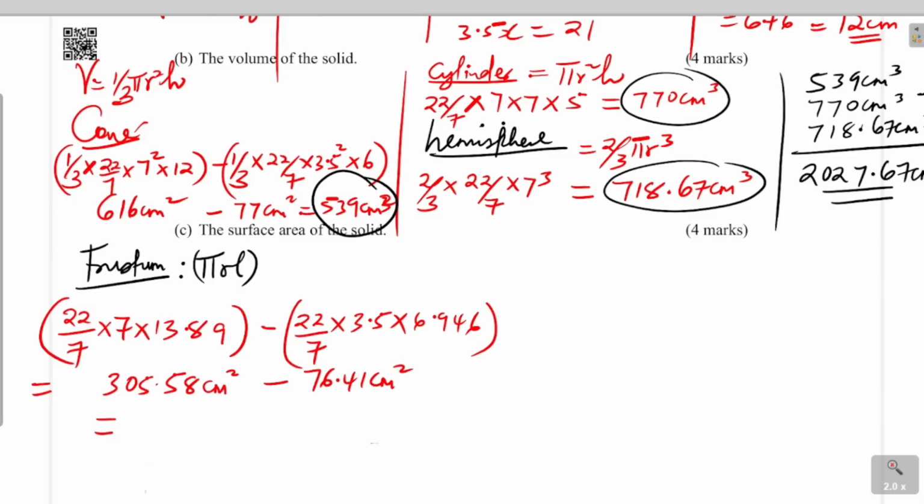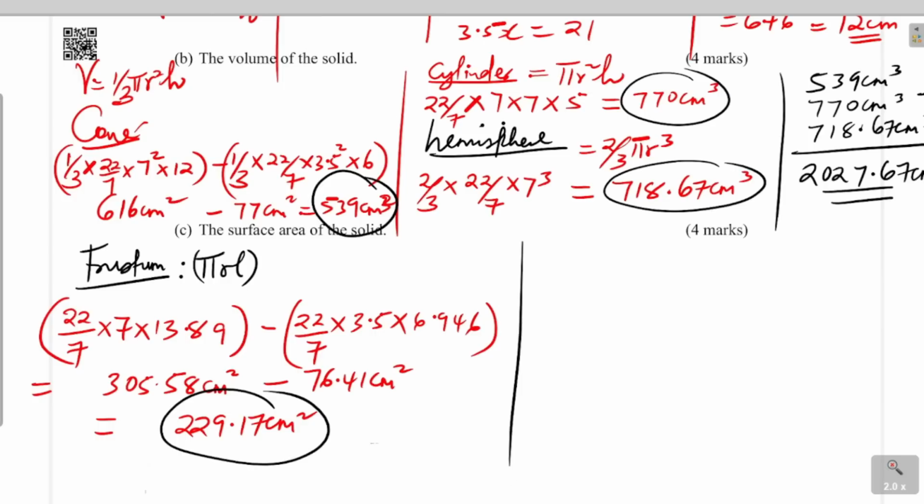When you subtract these, you will get 229.17 centimeters squared. So that is the first term. So we go to the cylinder. How do you get the surface area of the cylinder?